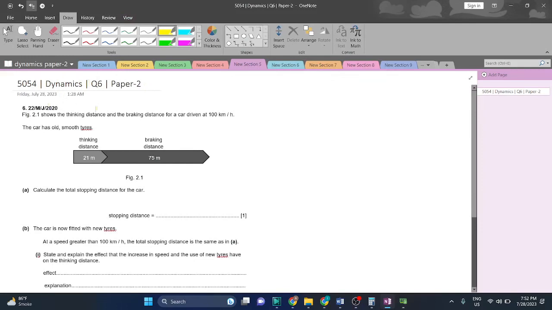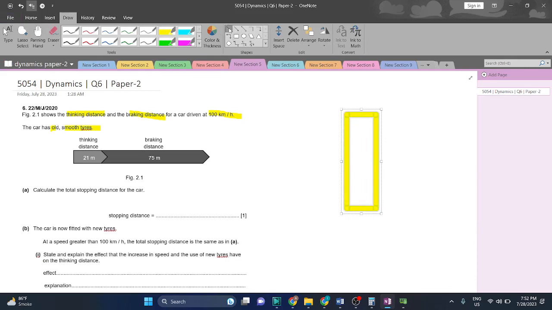Question 6, figure 2.1 shows the thinking distance and the braking distance for a car driven at 100 kilometers an hour. The car has old, smooth tires. When the tires of a car get old, they start to lose their friction, the friction between the road and the tires, right?